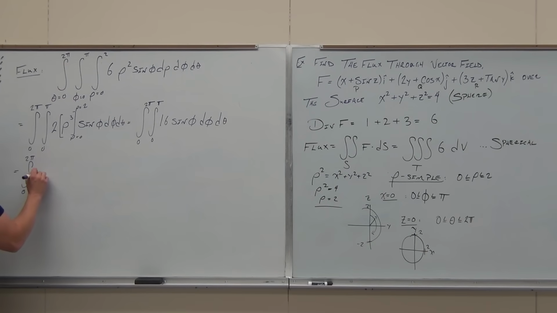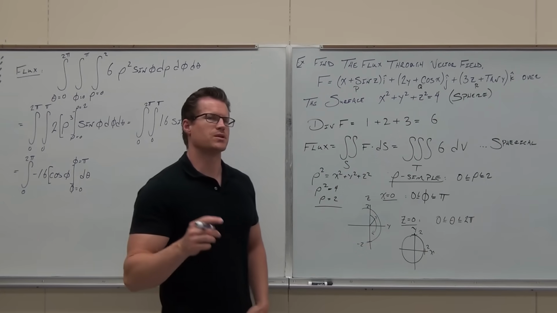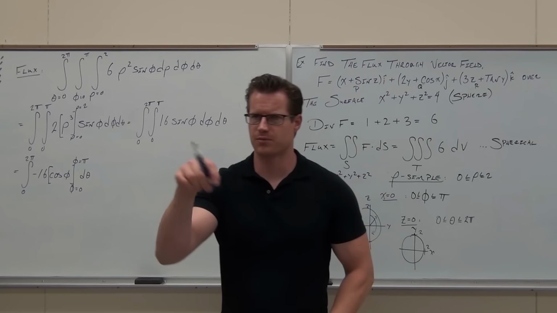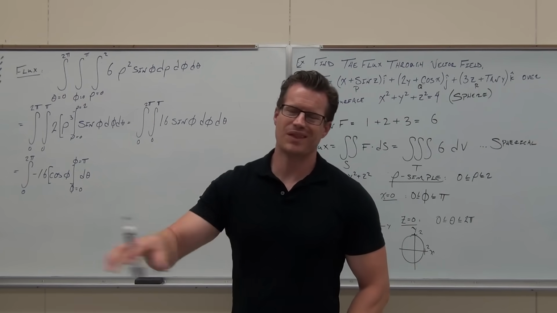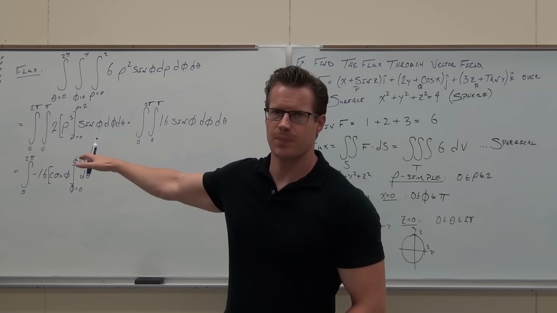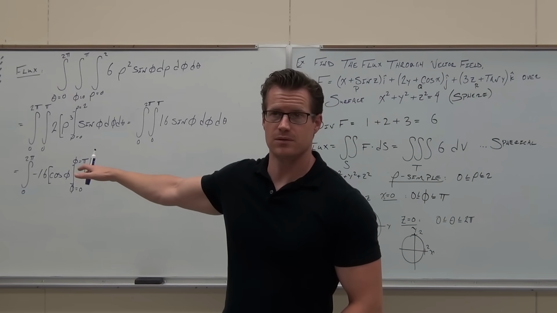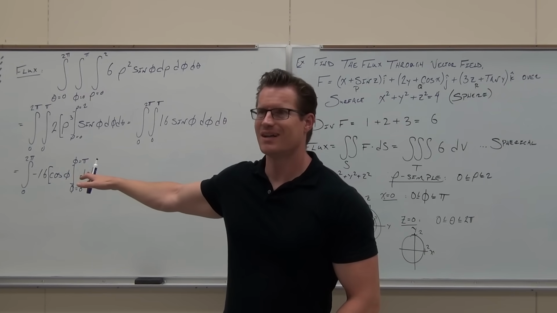So here we have negative 16 cosine phi, and then we're going to evaluate that from phi equals 0 to phi equals pi, d theta. Hey, what happens when you plug in cosine of pi? But then with 0, you don't have to plug that in, right? Or do you? You do. It'll be 1. Okay.